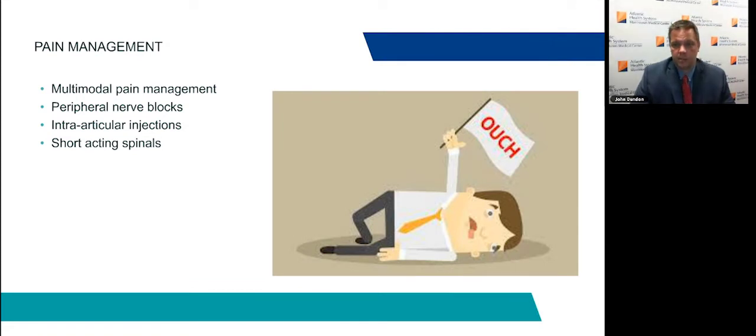So pain management, this is a big, huge key. How to keep patients with good pain control and minimize narcotics. Narcotics lead to side effects. Too many narcotics and the patients don't go home. We do this through multimodals, peripheral nerve blocks, intraarticular injections, and short-acting spinals.